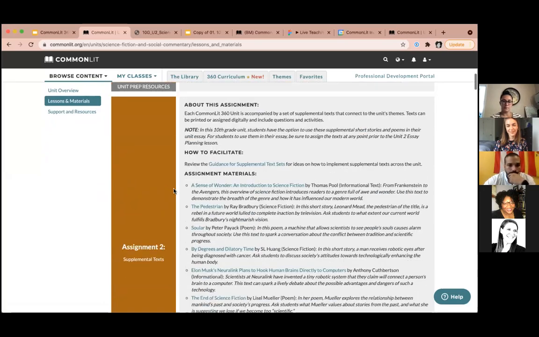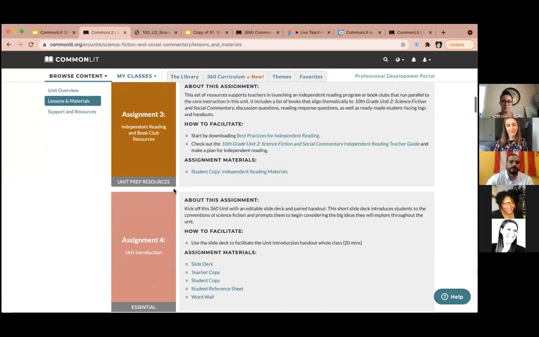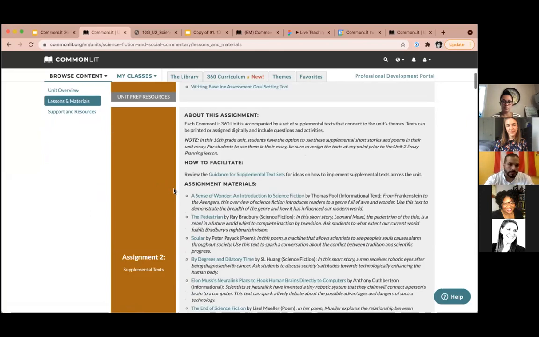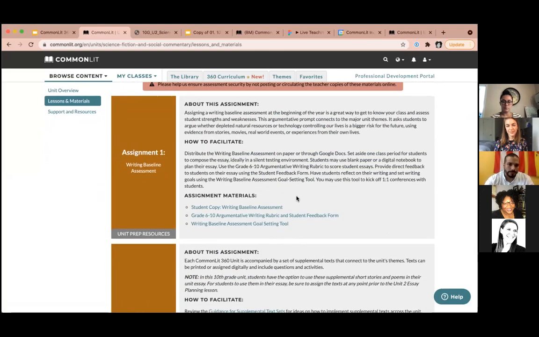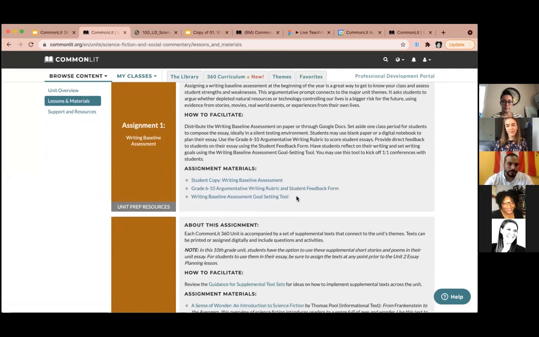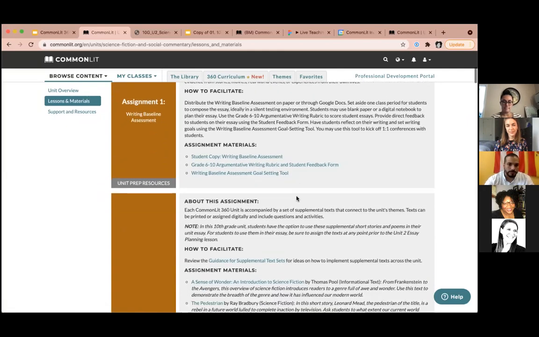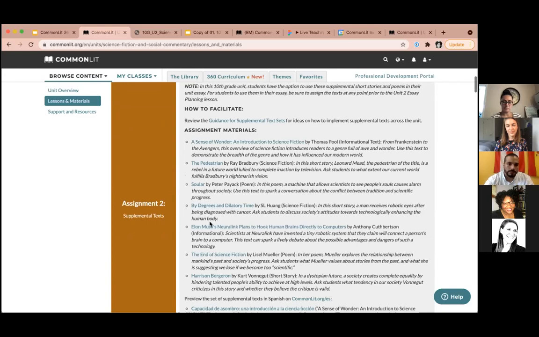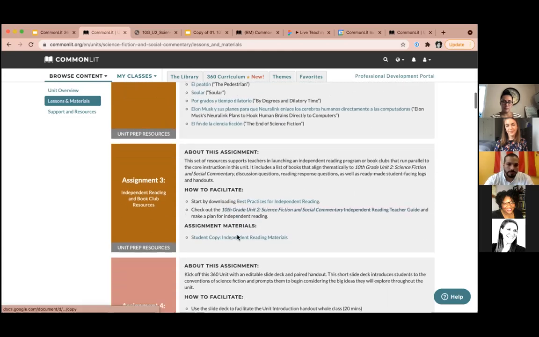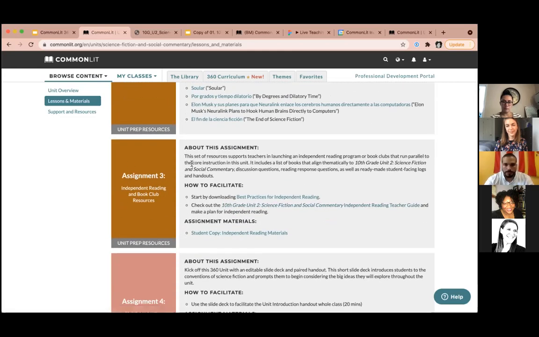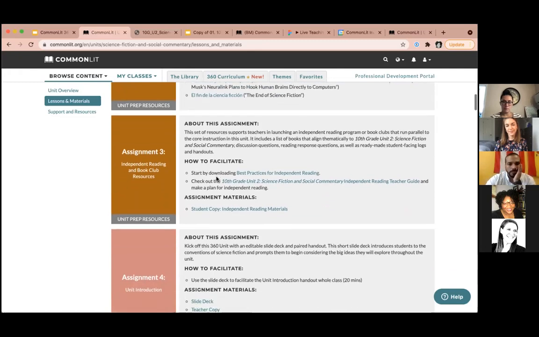So here on this page, everything a teacher needs to implement instruction in their classroom is here. I'm just going to talk to you about the different resources. Some of them we'll click into, some of them will not, but I'll just share with you. So teachers have access to a writing baseline. We also provide supplemental texts. These texts are in English. These texts are also in Spanish, so just great for differentiation. We also provide independent reading and book club resources.